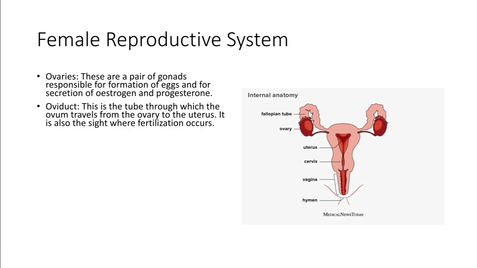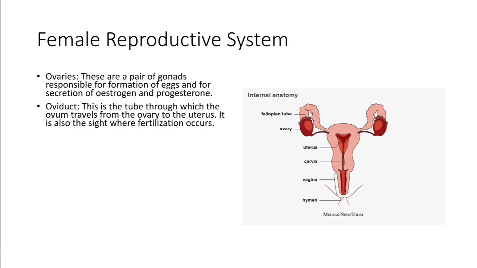And then we've got the oviduct, also known as the fallopian tube. This is simply a tube through which the ovum travels from the ovary to the uterus. It is also the site where fertilization occurs. The fallopian tube is like a passage for the ovum, for the eggs, as the egg is moving from the ovaries going to the uterus.